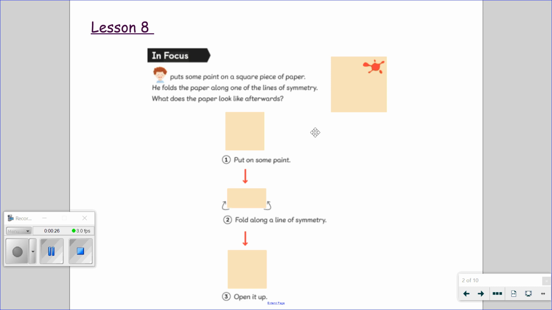What do you think? If you can get a square piece of paper and a bit of paint, you could even have a go yourself. Or even just folding a square of paper without the paint might give you some idea of what it could look like. What can you remember about the lines of symmetry for a square?